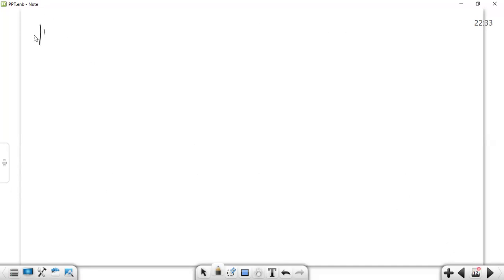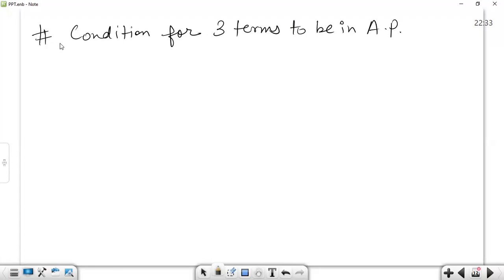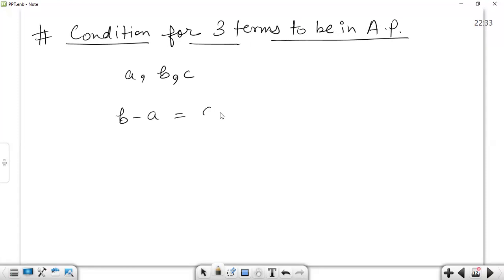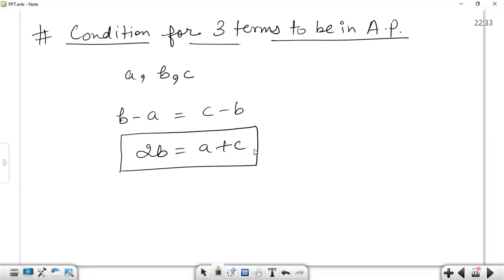Now, this is very important. Condition for three terms to be in arithmetic progression. Let's say A, B, C are in AP. So for being in AP, their difference has to be common. So B minus A has to be equal to C minus B. Taking B to the left hand side, this becomes 2B is equal to A plus C. Now this is the sine qua non condition for three terms A, B, C to be in AP.